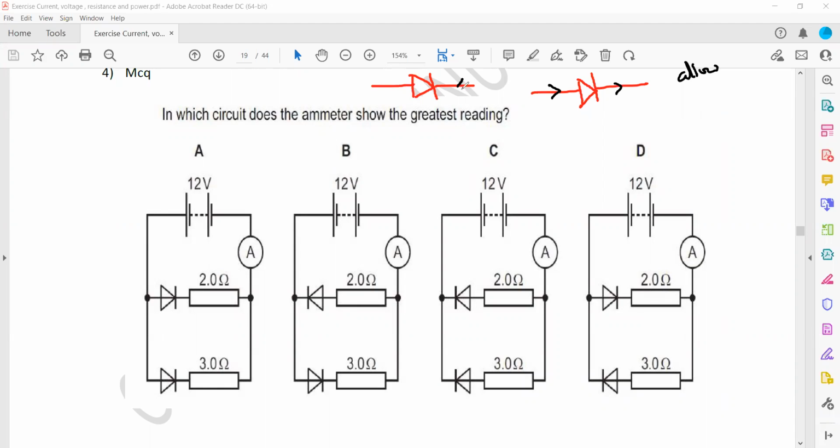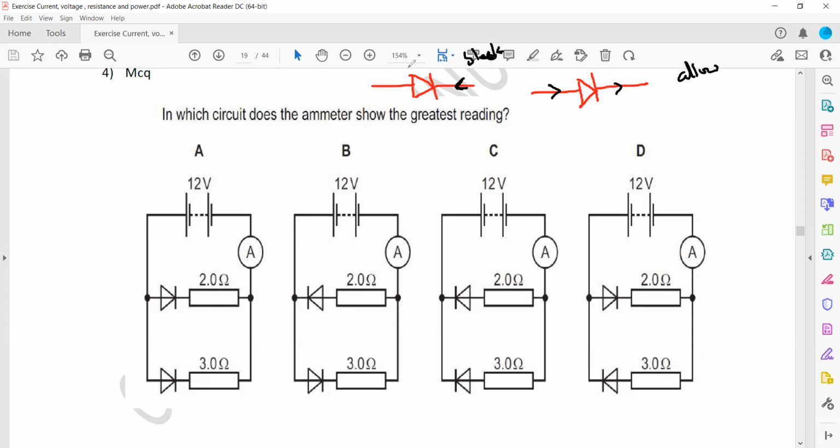what will be the effect? The diode will block that current. It will stop the current. So current can only pass one way through a diode; the other way it cannot pass. So we have to check, because the current in the circuit depends on the resistance. If the circuit has a high resistance, it will have low current. If the circuit has a low resistance, it will have high current. So we have to check which circuit has the low resistance, as that will have the highest current.